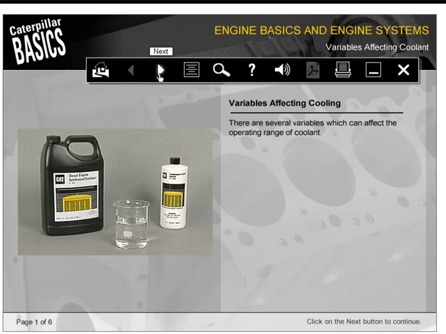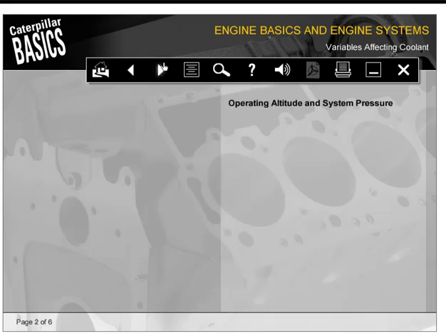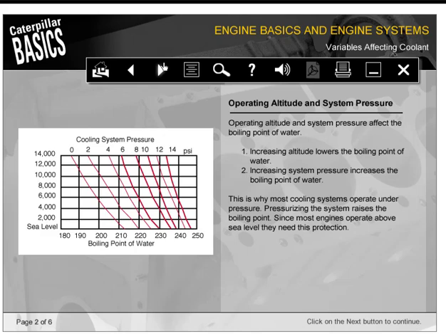There are several variables which can affect the operating range of coolant. Operating altitude and system pressure affect the boiling point of water. Increasing altitude lowers the boiling point of water. Increasing system pressure increases the boiling point of water. This is why most cooling systems operate under pressure. Pressurizing the system raises the boiling point. Since most engines operate above sea level, they need this protection.